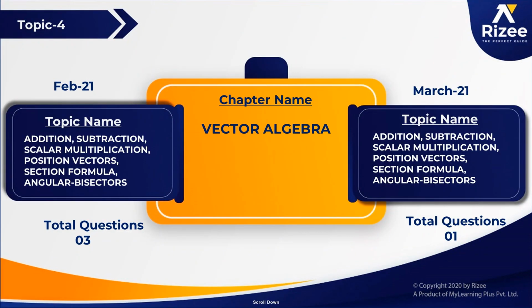Next, topic number 4, from the chapter Vector Algebra. The topic is addition, subtraction, scalar multiplication, position vectors, section formula, angular bisectors. In February session he asked 3 questions. In March attempt he asked 1 question. Out of these 4 questions I am explaining one question here.